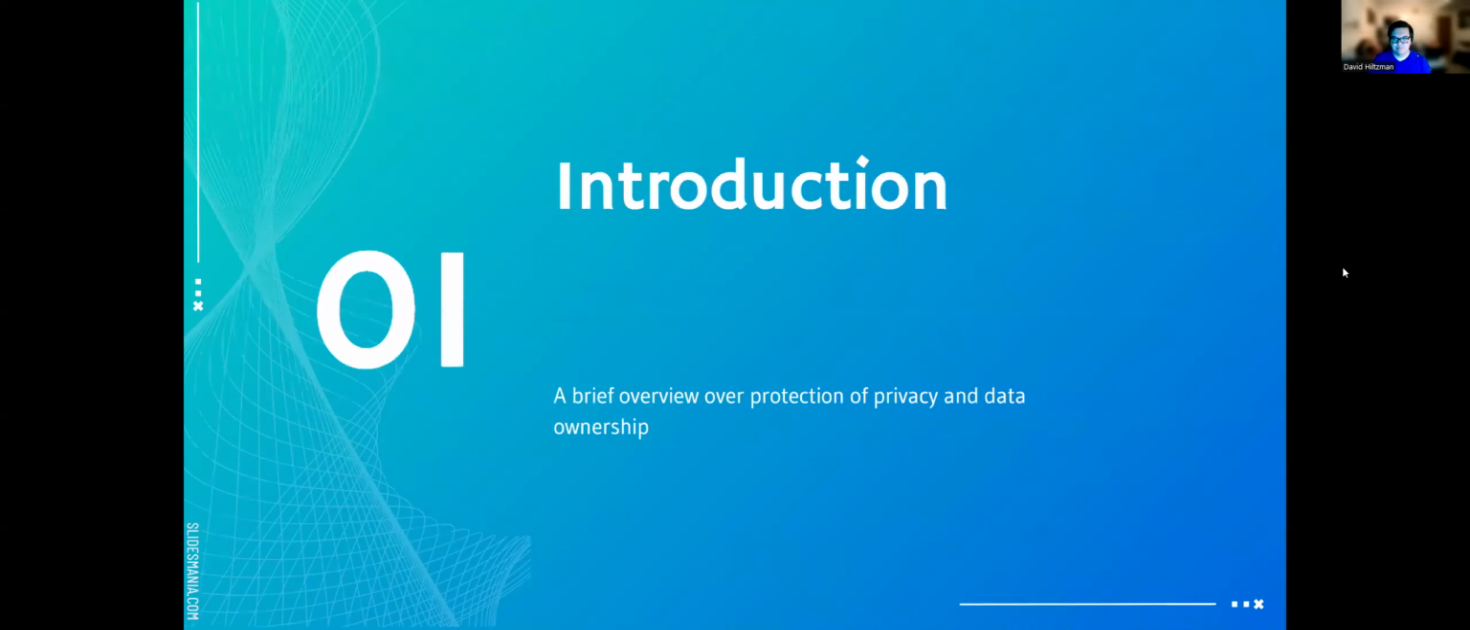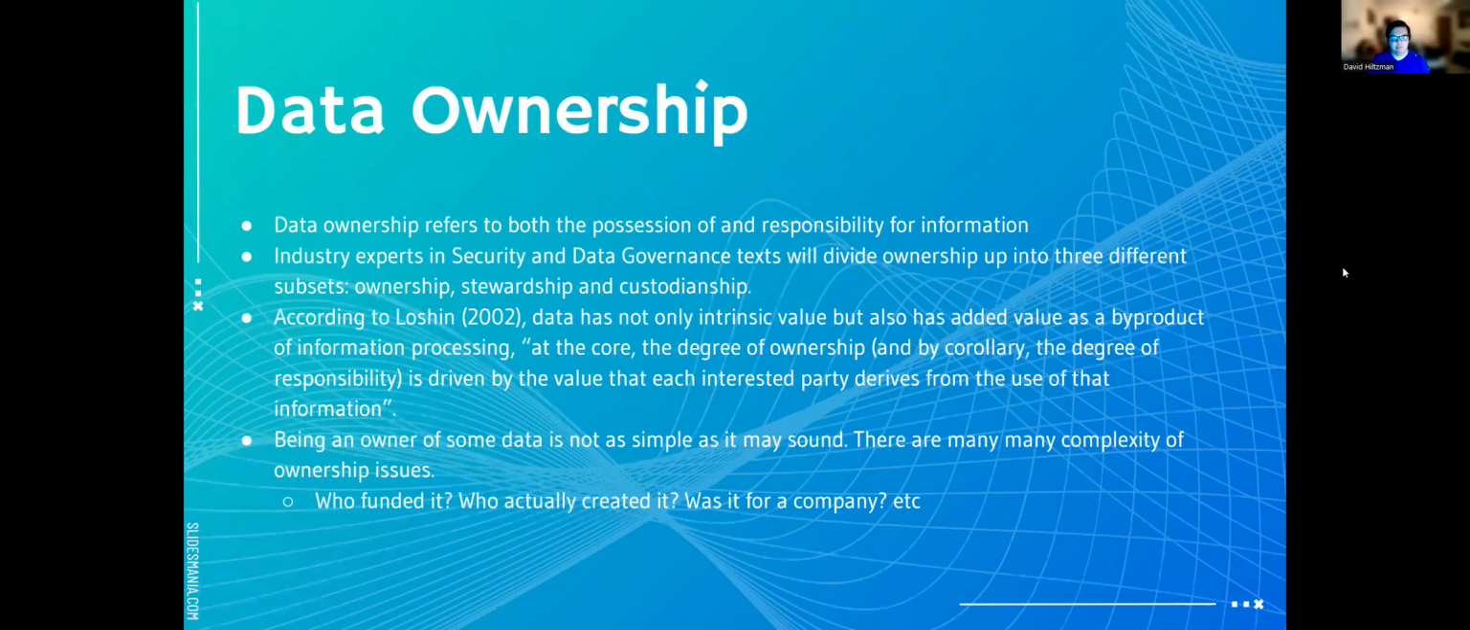So let's get started. I want to go over a brief overview of the protection of privacy and data ownership. Data ownership refers to the possession of and responsibility for information. This really varies widely between experts and different people who have a say in this. In security and data governance, they believe it comes down to three subsets: ownership, stewardship, and custodianship. The thing about data is that it's not physical, and so you have to figure out who owns it.